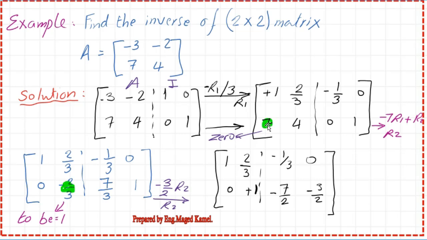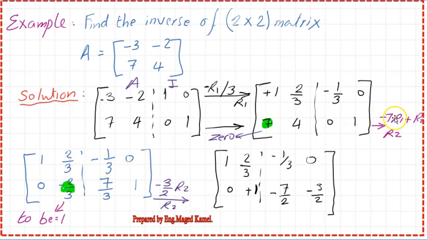So what we are going to do is, using the plus 1, we will multiply the first row by minus 7 and then add it to the second row, which is another operation: minus 7 R1 plus R2, put it in R2. So the first row is still the same. Here is the first row.